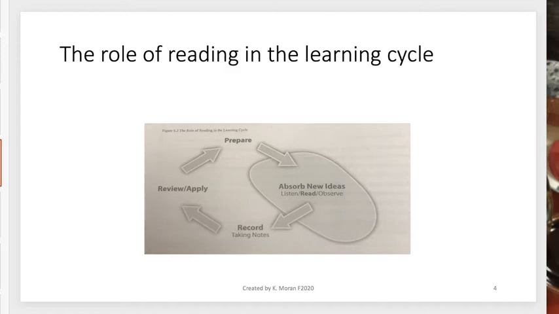So preparing means that you're getting ready for class. So you want to go through and you want to read through your textbook. You're also going to want to read through the PowerPoint slides. But as we're reading, we're absorbing new ideas. As you can see, it says listen, read, observe. We can also take notes while we're reading, which helps us with the recording. And then after class, we can go back and we can review both our notes and the notes that we created as we were in our lecture.